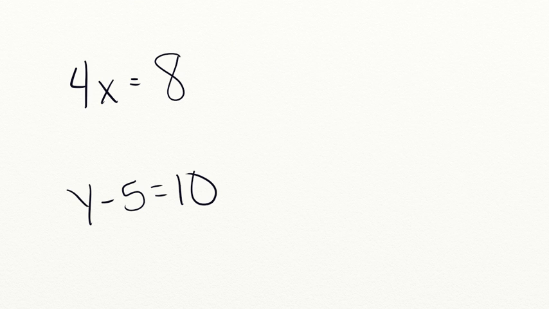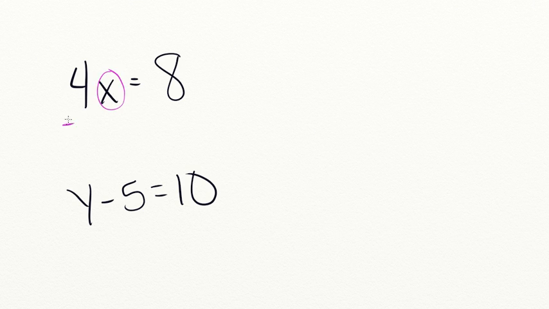Using visuals such as our number bars that we recently used is one way to be able to find a missing variable. But you can also find a missing variable by using an inverse operation. Inverse means opposite. So for our first problem, we have 4 times x equals 8. So the opposite of multiplication is division. So our goal is to try to separate this x to find out what its value is.